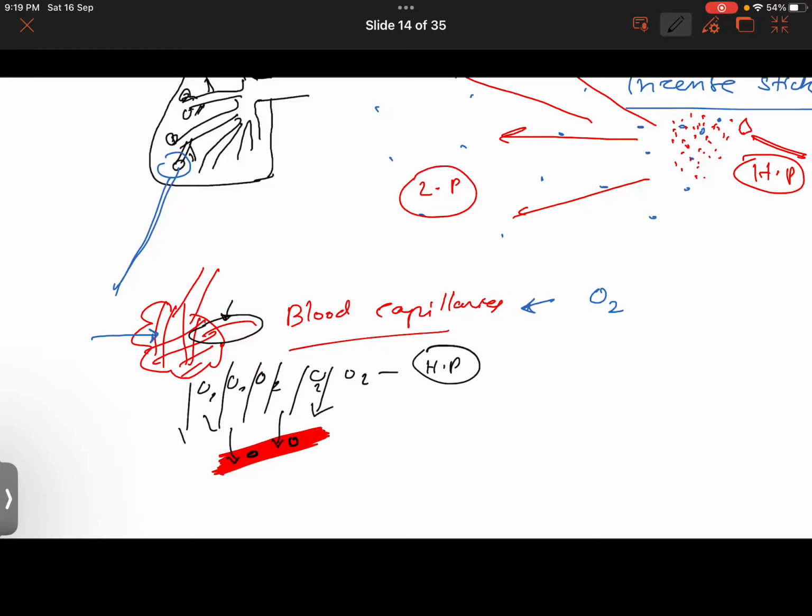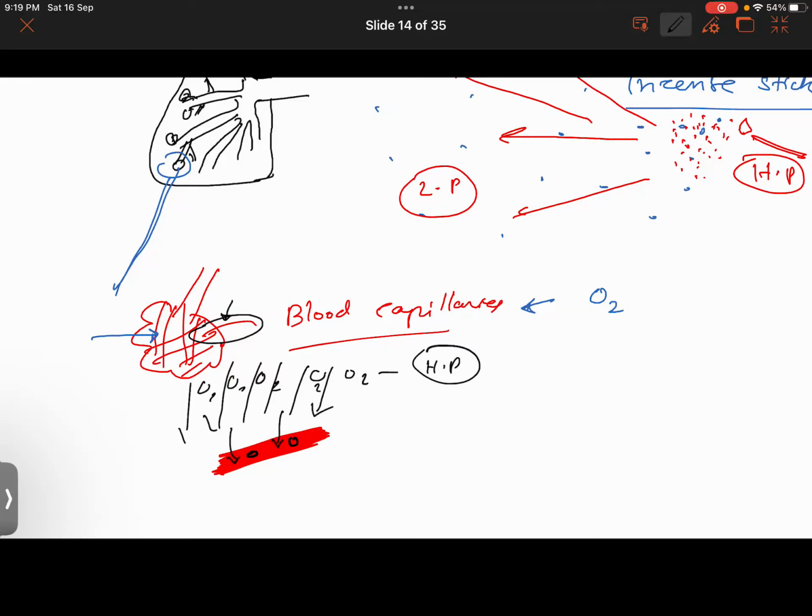Okay, so what does alveoli mean? In the lungs, in the diagram which you have drawn, what exactly is alveoli? Will you please repeat the term? Alveoli. Let's just ask, what is alveoli?